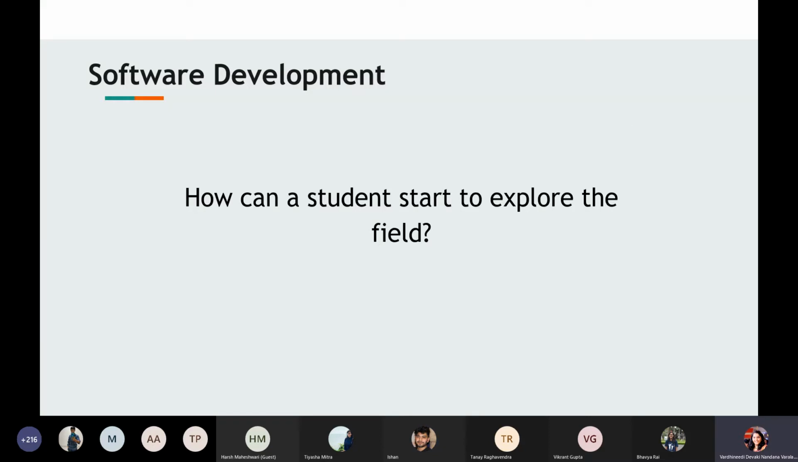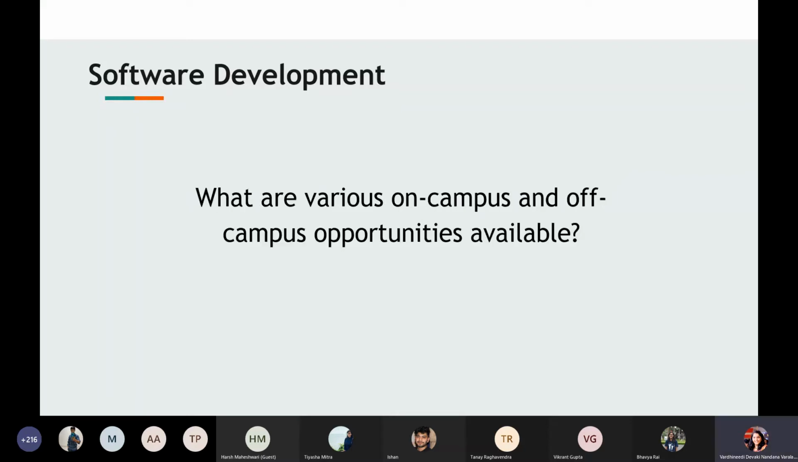So now moving to the next question, Ishan. What are the various on-campus and off-campus opportunities available in the field of software development?